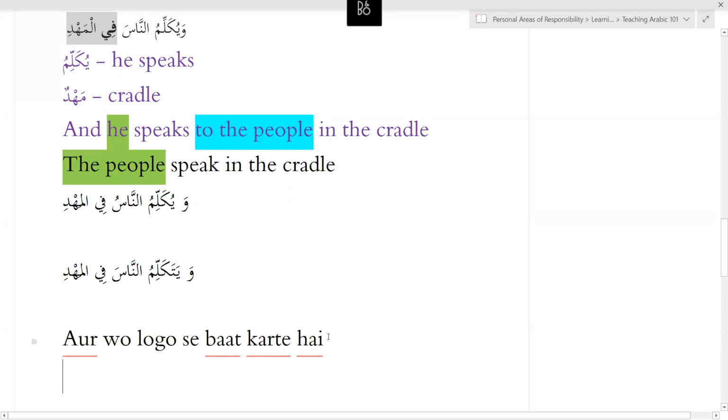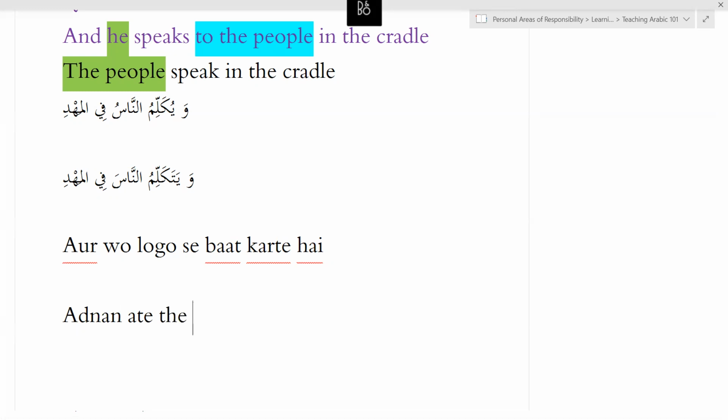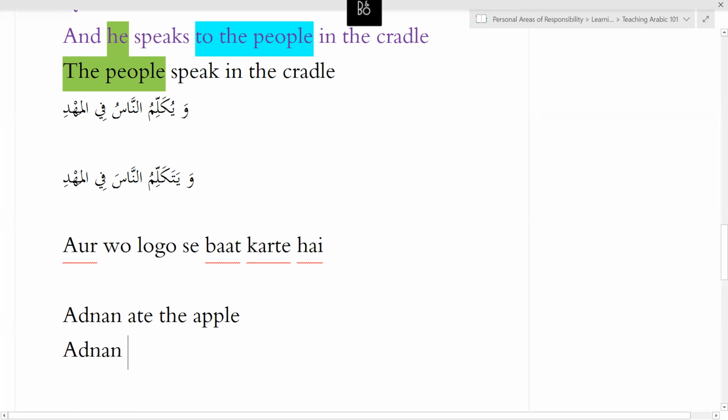Okay. Let us take also another simpler sentence. Mama, give me another very, very simple sentence. Let's say Adnan ate the apple. How do we say this in Urdu? अदनान एप्पल खाए. हाँ, अदनान ने एप्पल को खाया.